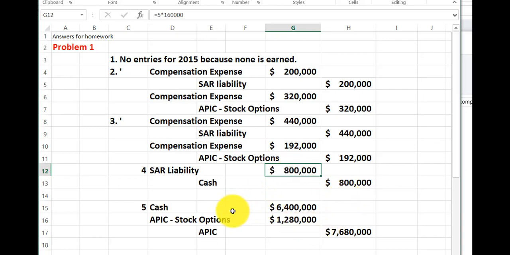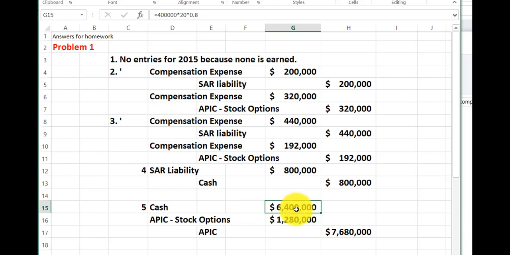On the stock option side, similar principle in that this is how much would have been credited to additional paid-in capital stock options for all 5 years total, which is 320,000 options, which was what we ended up with, times $4. Remember that $4 sticks with us. Cash is what we're going to receive.